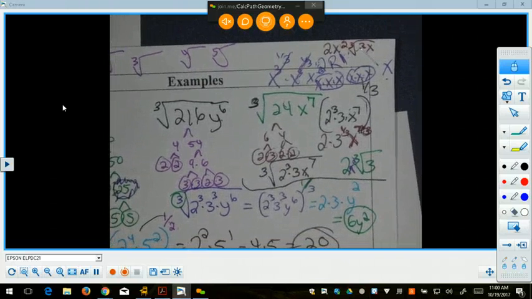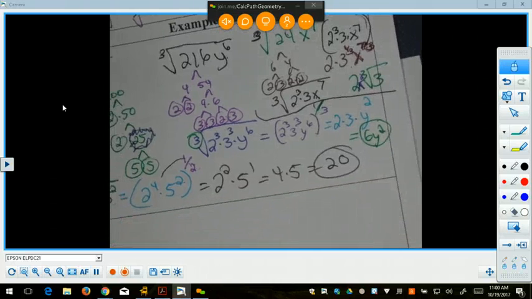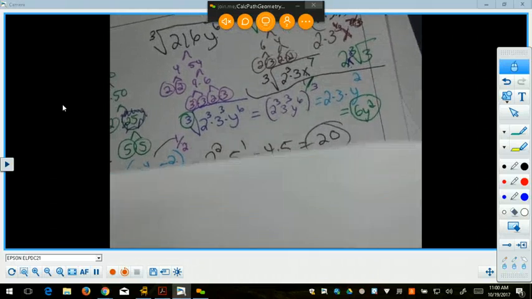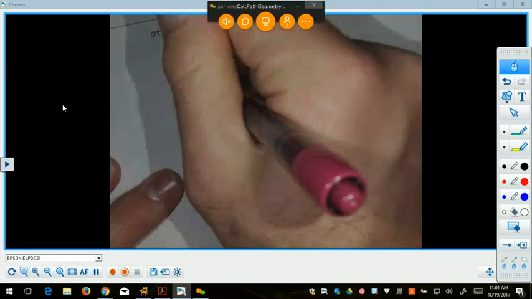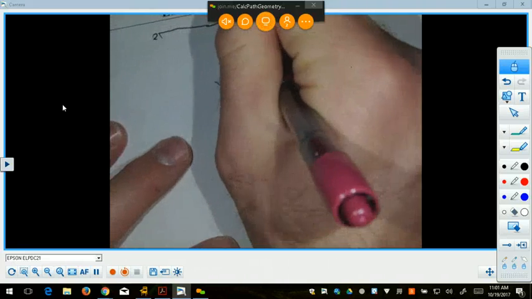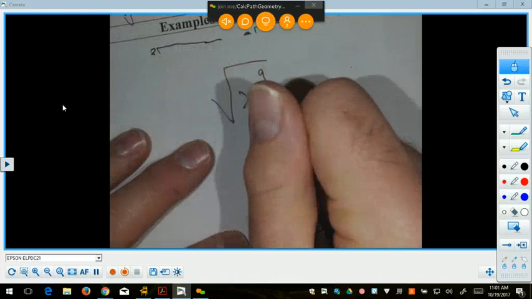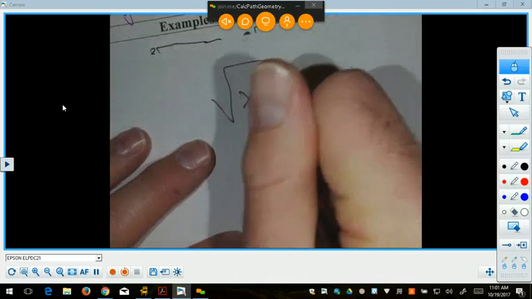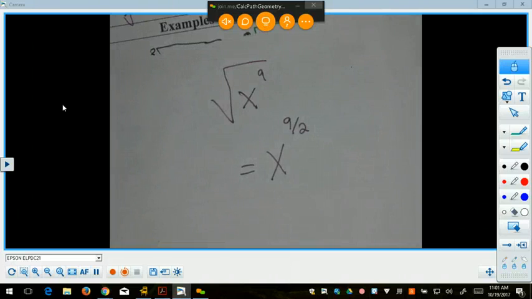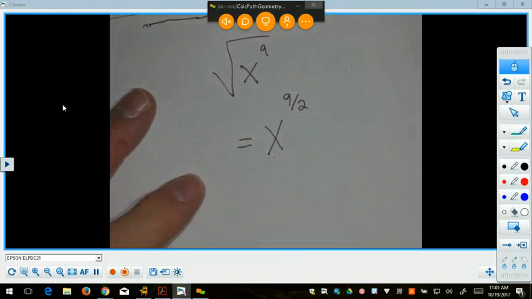I'm going to show you on a different piece of paper because it's getting too jumbled on here. We're just going to do the square root of x to the 9th. What is that really? That's x to the 9 halves. Does that part make sense? You guys don't have to write this down. I just want you to follow along. Does that part make sense?